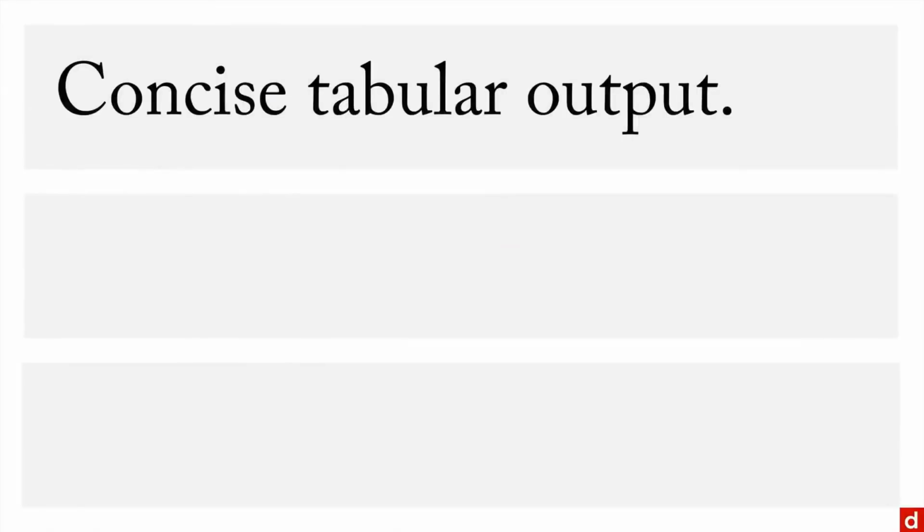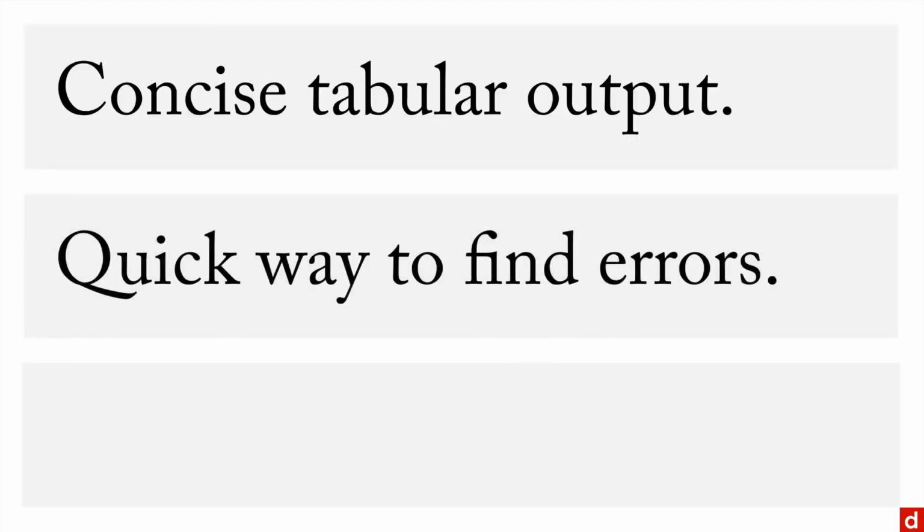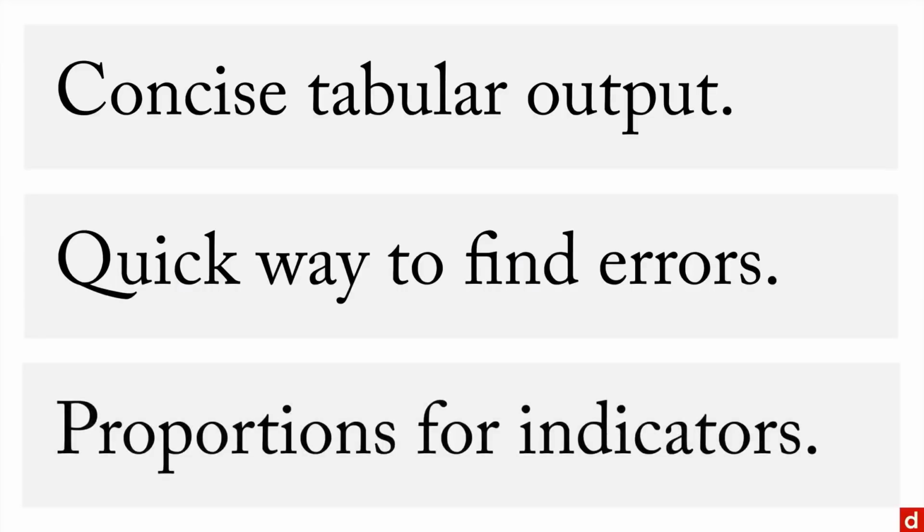First, it gives you very concise, compact, tabular output. So it's really easy to see a bunch of information in a small space. Second, it's a really quick way to find obvious errors in coding in your data. Finally, you can get proportions for indicator variables, that's 0, 1 variables, and I'll show you how that works.